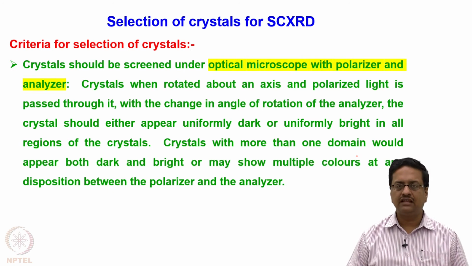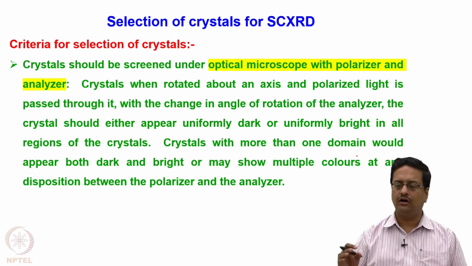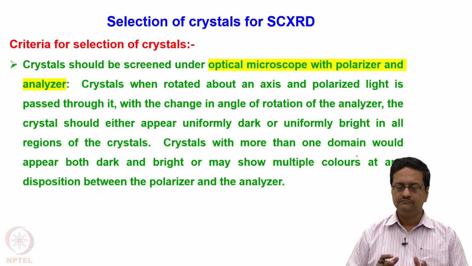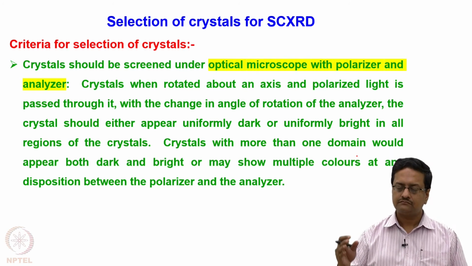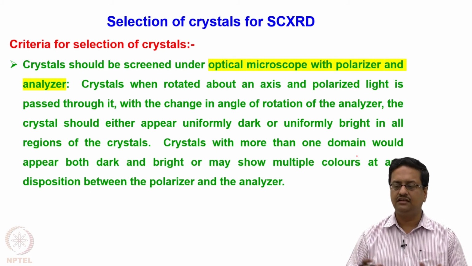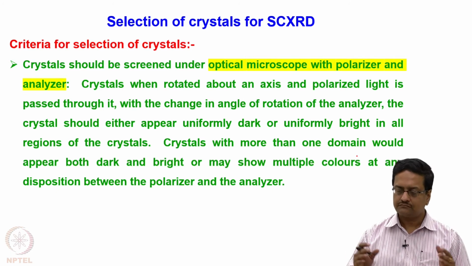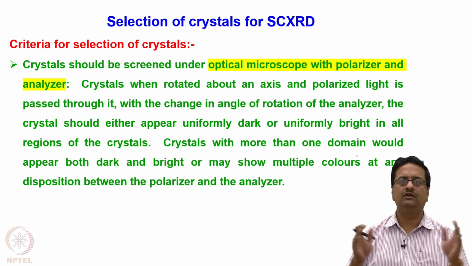Once we have grown single crystals of different sizes, one must look at them under an optical microscope with a polarizer and analyzer present in it. When we rotate the crystal about an axis and polarized light is passed through it, or we change the angle of rotation of the analyzer, the crystal should either appear uniformly dark or uniformly bright, or should show one color uniformly throughout the crystal.